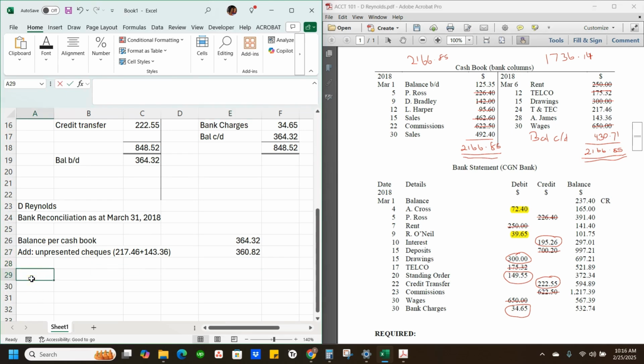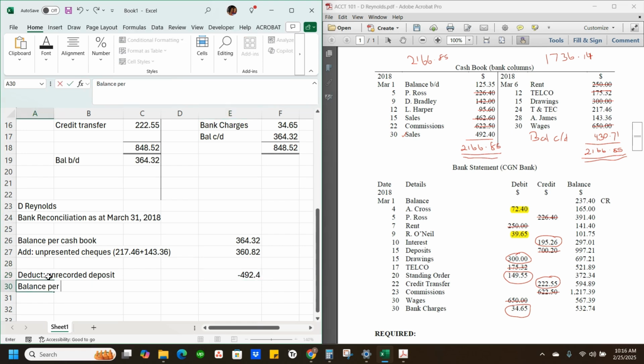Those are added. And we come down to the bottom and we'll be deducting anything we have on the debit side of the cash book. So those would be our unrecorded deposits. Let's scan through, and we only have one unrecorded deposit, which is the sales figure over here. So there's no calculation required since this is the only one. You're deducting it, so make sure you put in your brackets to indicate it is being subtracted. That amount is 492.40.